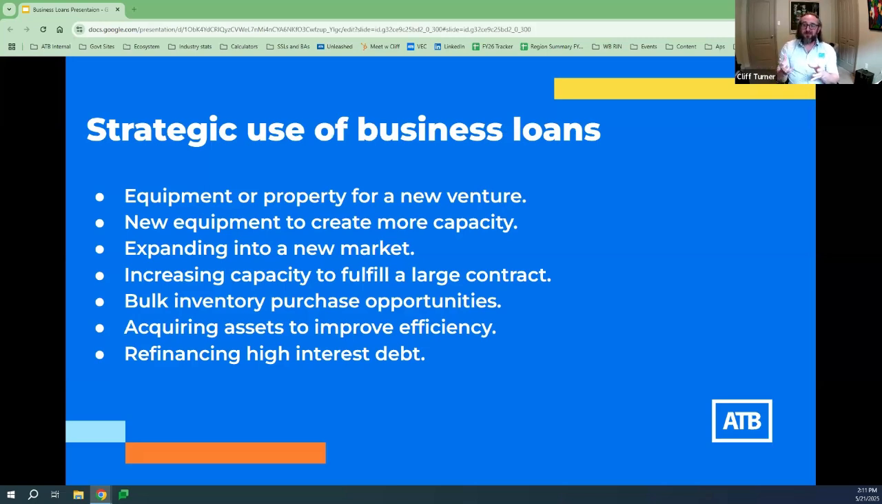And so they need to bring in some new staff. They need to purchase some extra tools to keep up with the demands of this new contract that they have. Other reasons could be bulk inventory purchase. You get a good deal when you buy whatever you're selling in bulk, or maybe acquiring assets to improve efficiency. So maybe it's software or something that just makes your business run smoother.